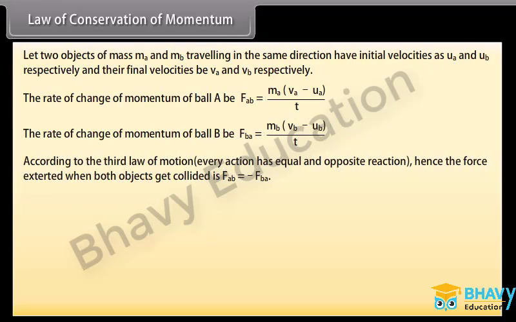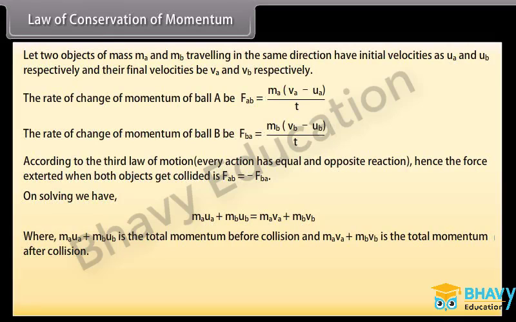According to the third law of motion, every action has an equal and opposite reaction. Hence, the forces exerted when both objects collide are FAB equal to minus FBA. On solving, we have mAuA plus mBuB is equal to mAvA plus mBvB, where mAuA plus mBuB is the total momentum before collision and mAvA plus mBvB is the total momentum after collision.